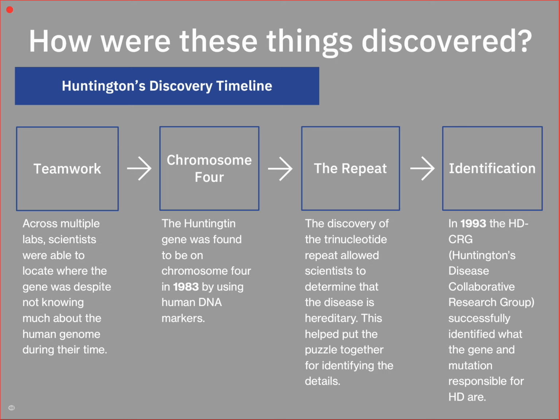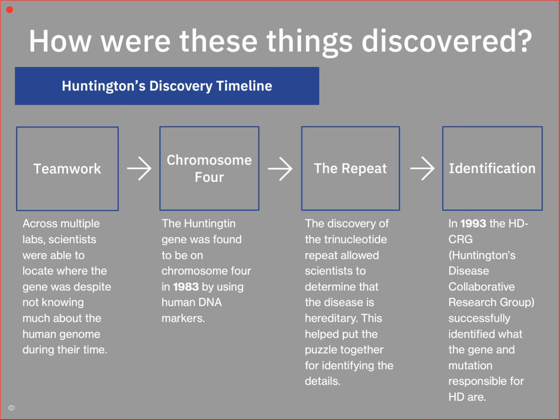The discovery of what is behind Huntington's disease is impressive because of the lack of knowledge about the human genome that was available at the time. In 1983, a group of scientists discovered that the HTT gene was on the fourth chromosome and identified the cause of the disorder in 1993.